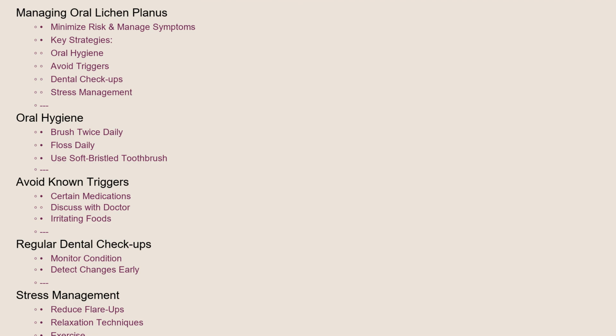While oral lichen planus can't be completely prevented, there are things you can do to minimize your risk and manage symptoms. Maintaining excellent oral hygiene is key. This includes brushing your teeth twice a day, flossing daily, and using a soft, bristled toothbrush. Avoiding known triggers, such as certain medications or irritating foods, is also important. If you suspect a medication is contributing to your symptoms, talk to your doctor. Regular dental check-ups allow your dentist to monitor your condition and detect any changes early on. Finally, managing stress through relaxation techniques, exercise, or counseling can help reduce flare-ups.